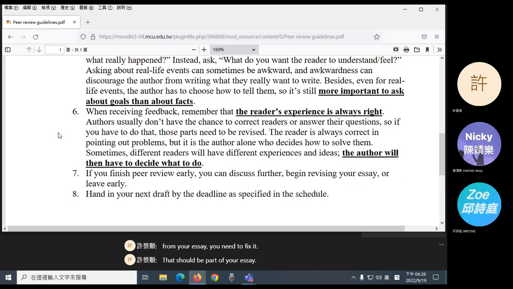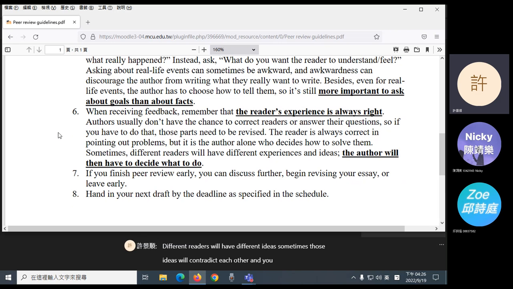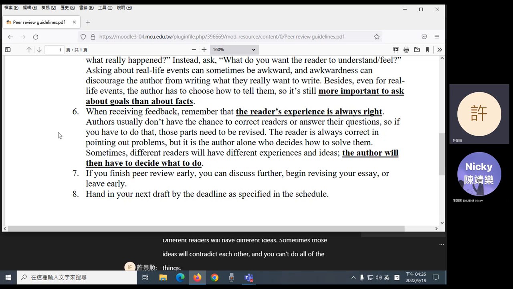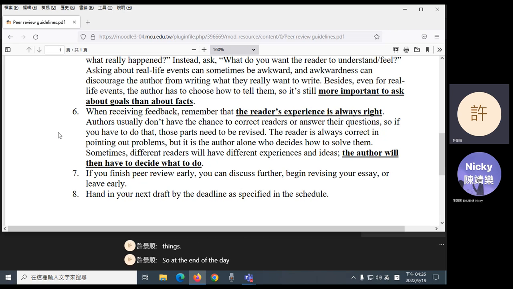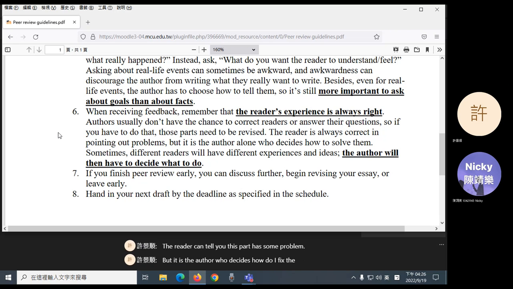Now, at the same time, different readers will have different ideas. Sometimes those ideas will contradict each other and you can't do all of the things. So at the end of the day, the author is the person who decides what to do. The reader can tell you this part has some problem, but it is the author who decides, how do I fix the problem? Does that make sense?